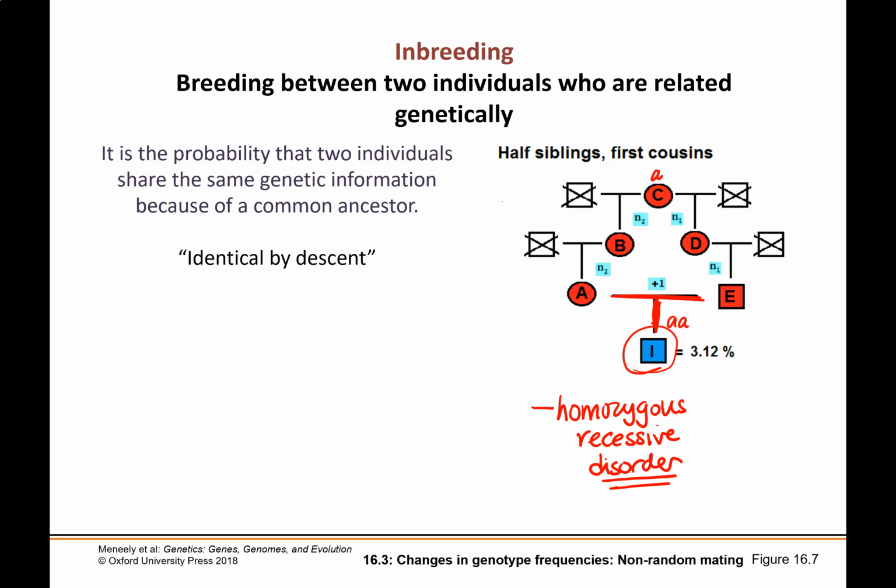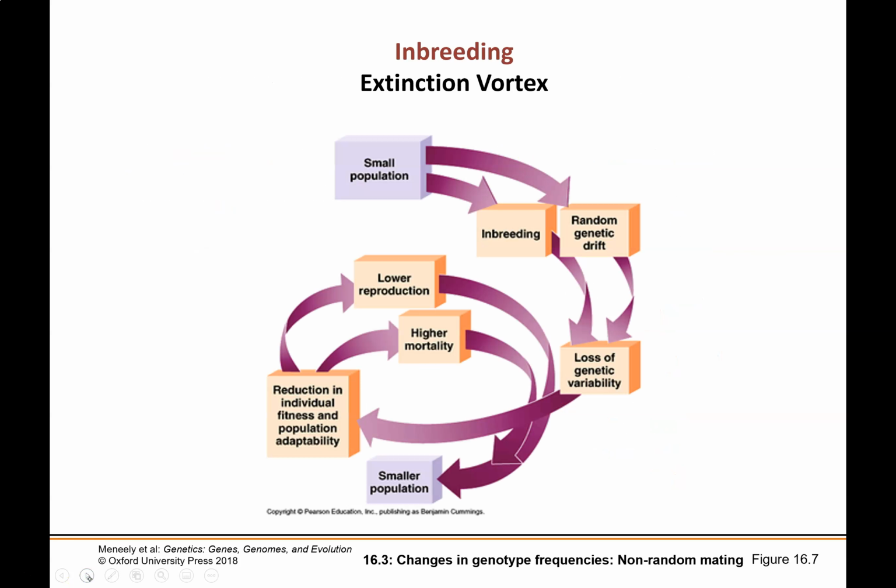Inbreeding is not only a problem for people, it is a problem for populations in general. And populations can get into what ecologists call an inbreeding or extinction vortex. So if we think about the other Hardy-Weinberg assumptions, one of them is genetic drift. This is where chance events can change allele frequencies in unexpected ways. And remember, we said that if it's a small population, those chance events are going to have a greater effect than in a large population.